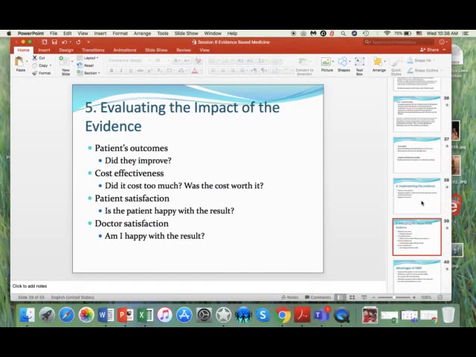You know, like if we gave someone chemotherapy and it cost 20,000 JD, is that really feasible? Or was that, if it helped save their life for an extra 20 years, maybe it's worth it. If it only prolonged their life for another 2 months, maybe it wasn't worth it. The patient satisfaction, we can look at that. Is the patient happy with the results? And also our satisfaction. Are we happy with the results?